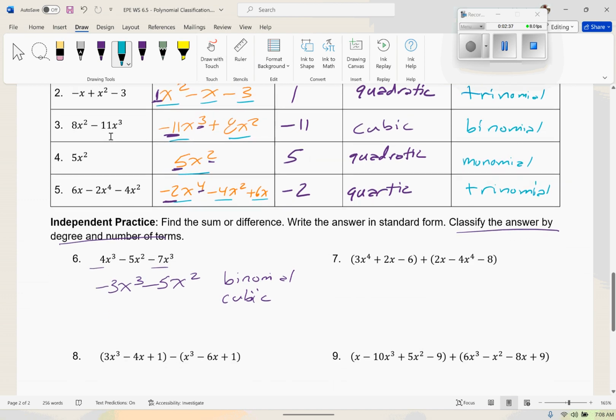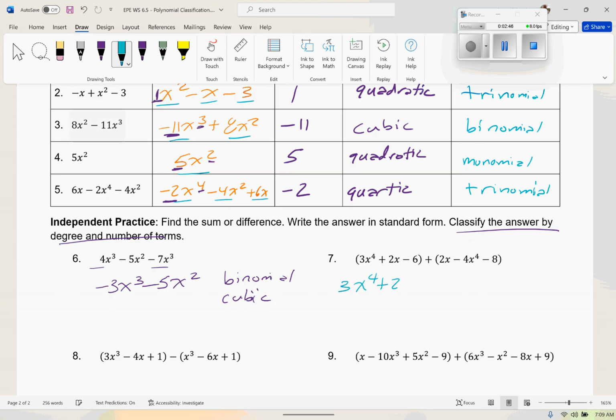All right, and then we come down below. Remember, I did number 6 on yesterday's, so that's the answer to it. Number 7, I can go ahead and drop the parentheses. I don't have to change any signs because there was an addition sign right there. And let's combine like terms. So that's going to give me negative 1x to the fourth, or just x to the fourth. And then I have a 2x and a 2x. Add those together, I get 4x. And I have a negative 6 and a negative 8, so that's negative 14. So this is a fourth degree, so it's a quartic. And there's three terms, trinomial.